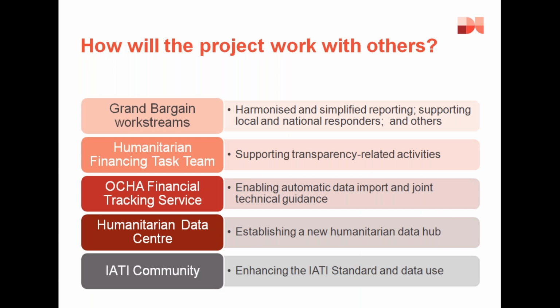So how will the project work with others? Well, clearly it will be important to reach out to other relevant processes to facilitate information exchange and promote collaboration during the course of the project. Because transparency is a cross-cutting issue, we'll aim to work closely with all the relevant Grand Bargain work streams. For example, with the work stream on harmonised and simplified reporting, to identify opportunities for IATI to contribute to reducing the reporting burden of implementing partners. We know this is a key concern.